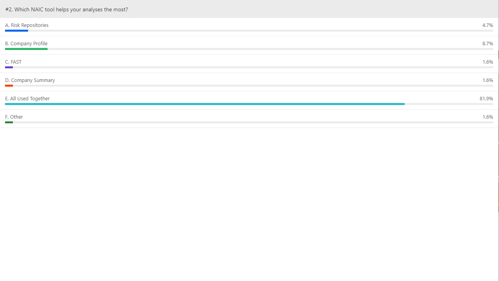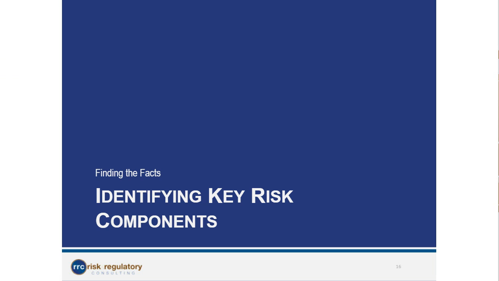Let me shift here. Okay, now let's shift our attention to identifying key risk components. And this is something we've seen to be challenging for a lot of analysts that we've worked with and ourselves too. So I'm going to send it over to Neil to assist us in identifying key risk components. Neil?